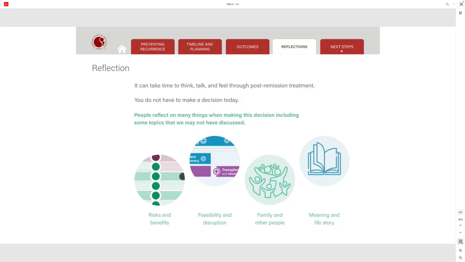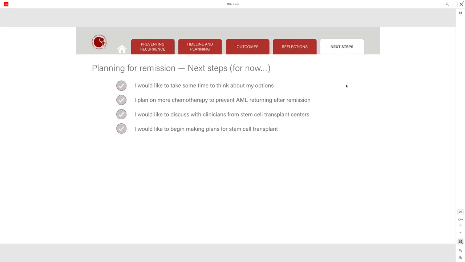The tool finishes by offering an opportunity to bring closure and completion to this discovery of what to do and how to do it and why to pursue it, by basically stating, are we interested in taking some time to discuss the options? Are we interested in perhaps planning for more chemotherapy now and forgoing the idea of stem cell transplantation?